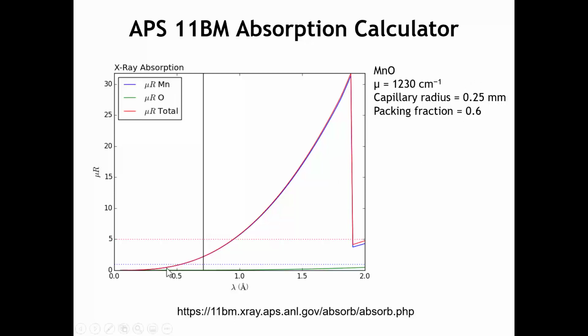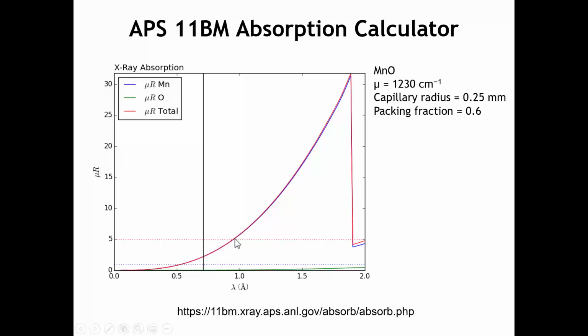If I were to go to a synchrotron and do it at 0.4 or 0.3 angstroms down here, you could see then I would be good. So this program can be a really helpful way for you to plan your experiments. Before we leave X-ray absorption, I want to say a little bit about absorption edges.